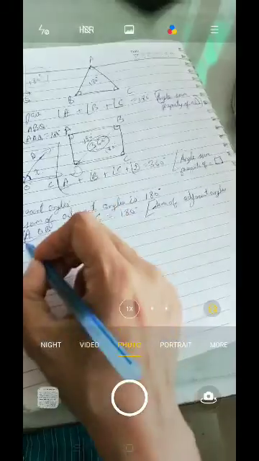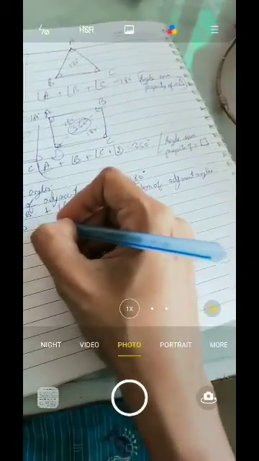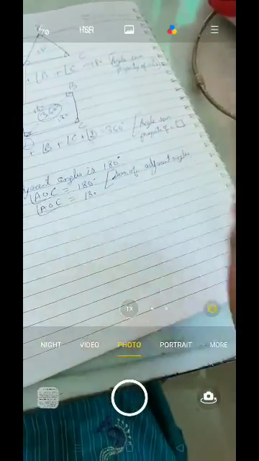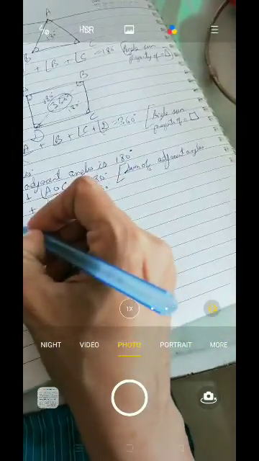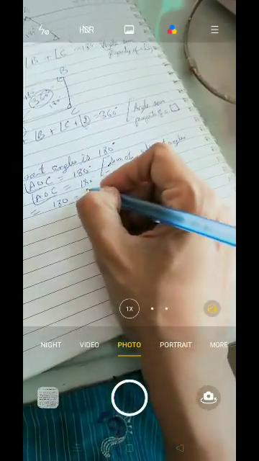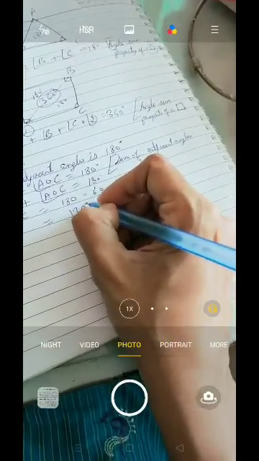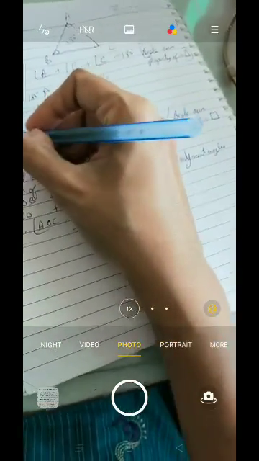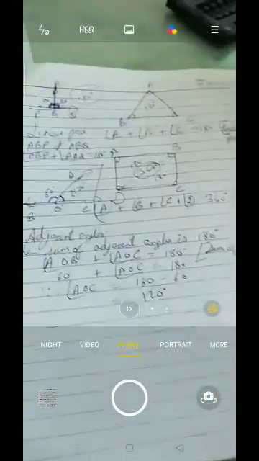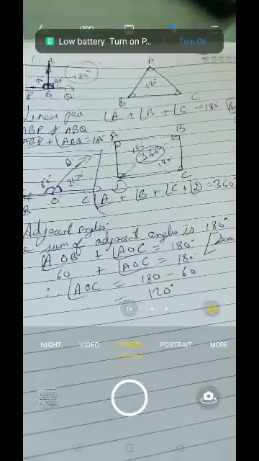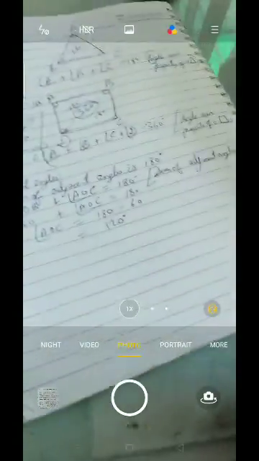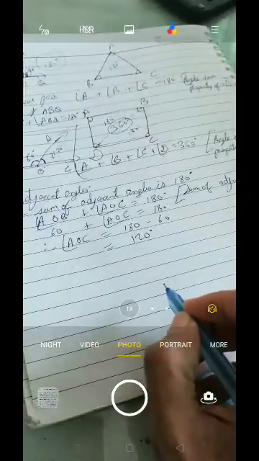Now AOB is given as 60 degrees. AOC you need to find, and 180 you have written over here. So therefore easily you can find angle AOC will be 180 minus 60. That is 120. Got it? Here the answer you will get is 120 degrees. So clear about what are linear pairs, what are adjacent angles? Very good.